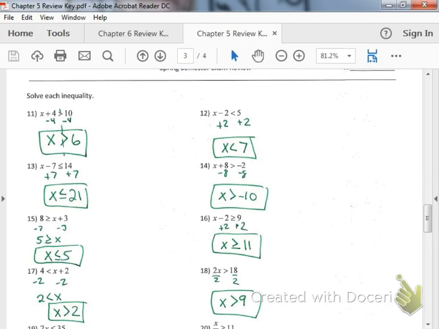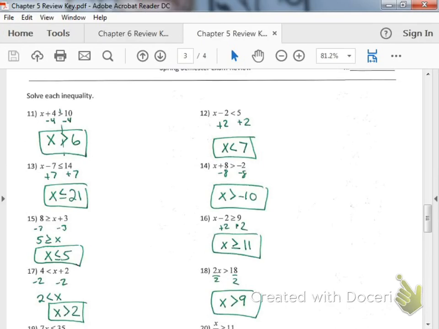Remember, you do these just like equations. So if you're trying to undo addition, you subtract. If you're trying to undo subtraction, you add. If you're trying to undo multiplying, you divide. If you're trying to undo division, you multiply. A few other things to pay attention to. We always want the x in the front.